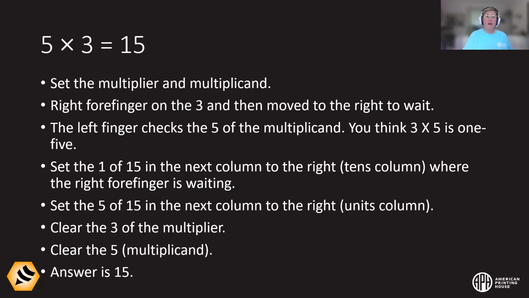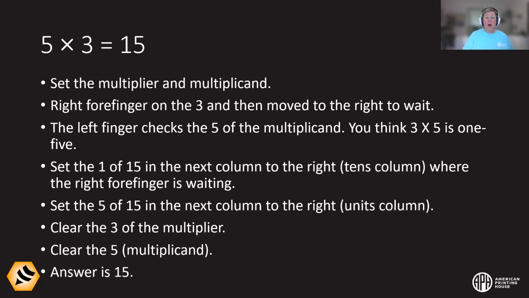Set the multiplier and multiplicand. I'll give you a moment to do that. With your right forefinger, you're going to leave your right forefinger on the 3 and then move it to the right to wait. The left forefinger checks the 5 of the multiplicand, and in your brain you think 3 times 5 is 15.